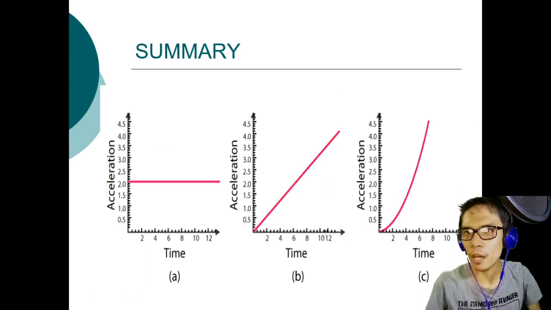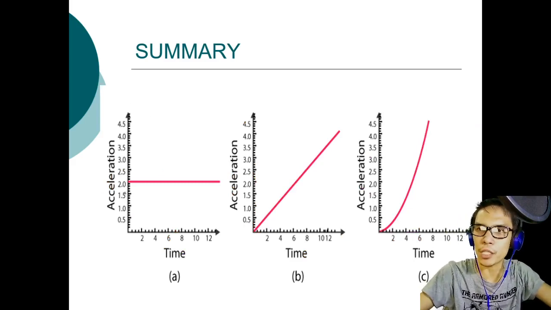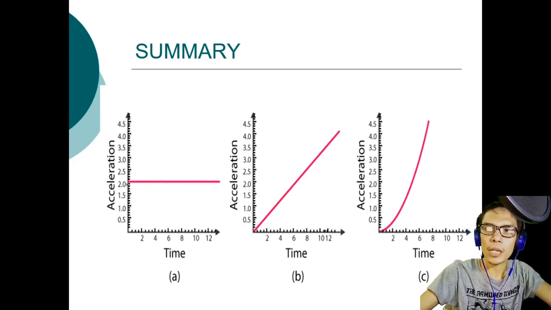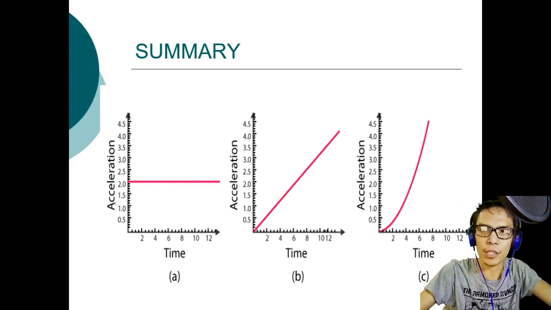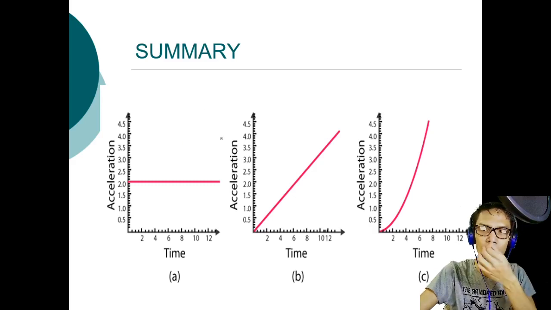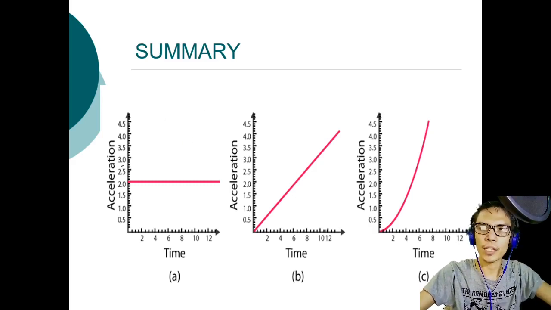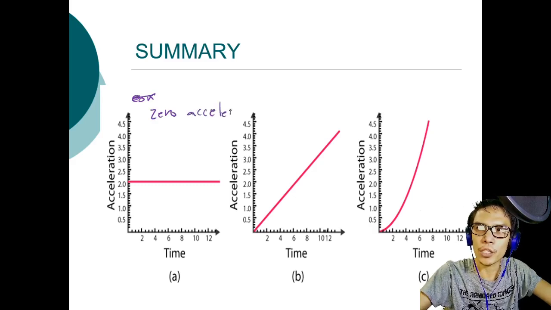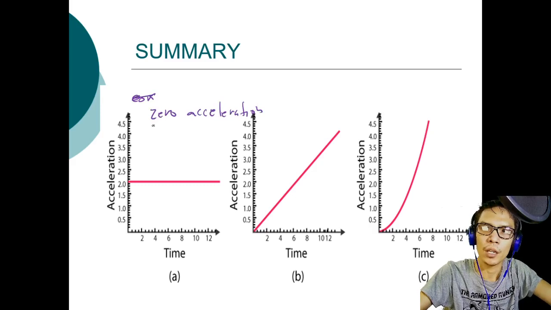All right, next one. We have here another graph, which is acceleration versus time. So what does this one mean? A straight line on acceleration versus time means that your acceleration is zero. It tells you that this is a constant velocity.